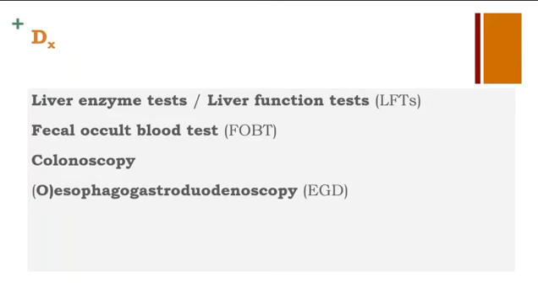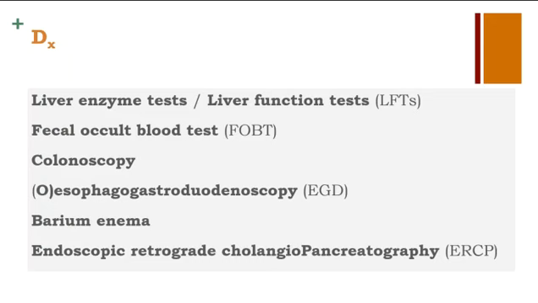EGD is a diagnostic endoscopic procedure that visualizes the upper part of the gastrointestinal tract up to the duodenum. Barium enema is an X-ray examination of the large intestine, which is filled with a contrast material that contains barium so that the intestines can be seen. ERCP is a procedure that combines upper gastrointestinal endoscopy and X-rays to treat problems of the bile and pancreatic ducts.